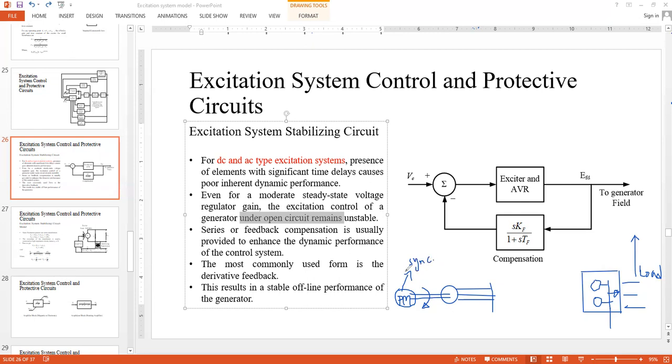When it runs at synchronous speed, it would take some time to reach the synchronous speed. That means you have to bring the speed of the generator to synchronous speed by running the prime mover, burning the fuel, heating the boiler, etc. All those things have to be done. But after that, you have to excite the field coils to get the flux out of the field, so that ultimately you get the voltage output here.